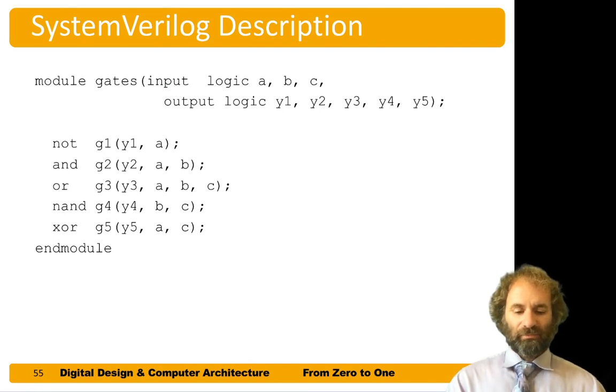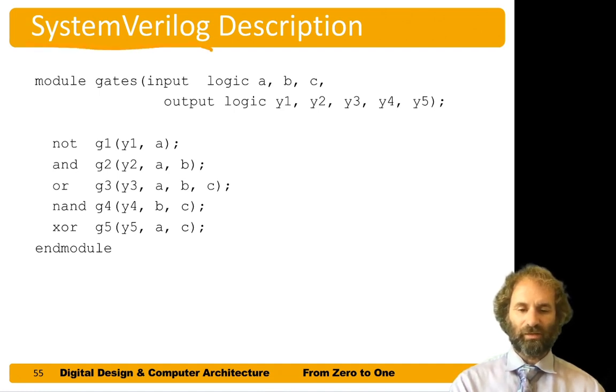Drawing schematics is very helpful, but it's hard to do on a keyboard. So we often want to describe our gates with text instead. And we'll be using a hardware description language in this class called System Verilog. This is an industry standard, very widely used language for describing hardware. And here's some first examples.